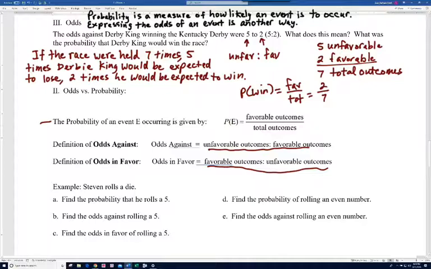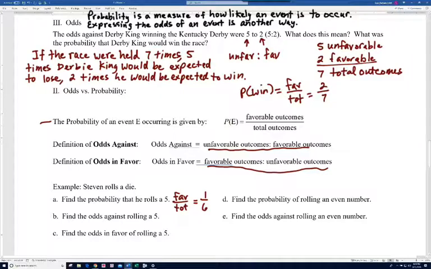All right, so let's look at A here. It says find the probability. Well, let's see, Stephen rolls a die. Find the probability that he rolls a 5. Well, that's the number of favorable divided by total outcomes. So there's only one 5 on a die, so that's the favorable outcome out of a total of 6. So he's got a 1 in 6 chance of rolling a 5. We've done that before.